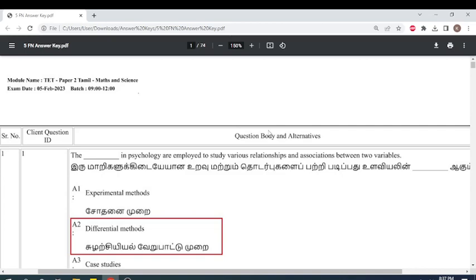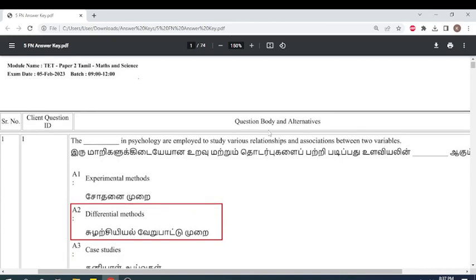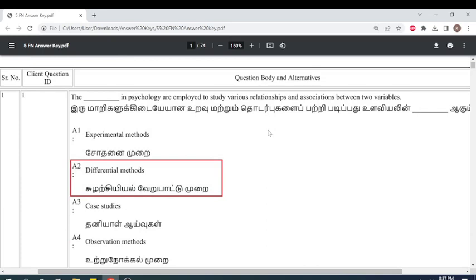Exam date 5/2/2023, morning batch. First question answer A2.